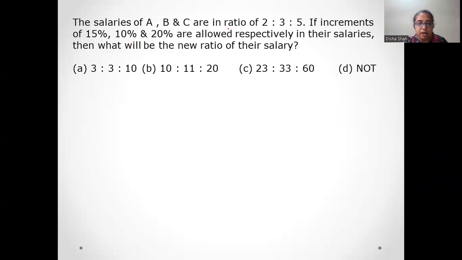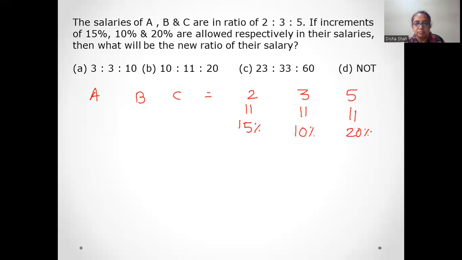Salaries of A, B, and C are in the ratio of 2, 3 and 4. If 15%, 10% and 20% are allowed respectively in their salaries, that is the increment given. This one has 15% increment, this one 10%, this one 20%. Then what will be the new ratio? If you give a 15% increment, let's see how we will do it.